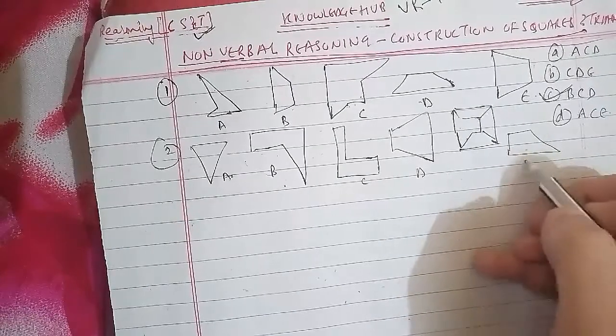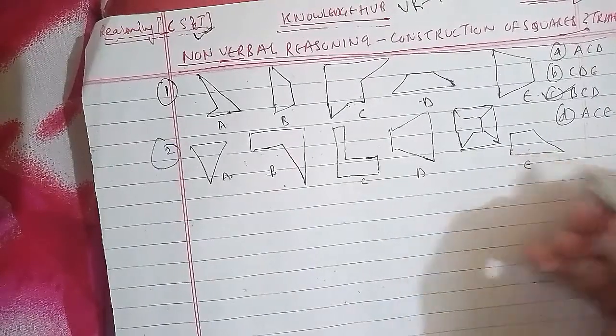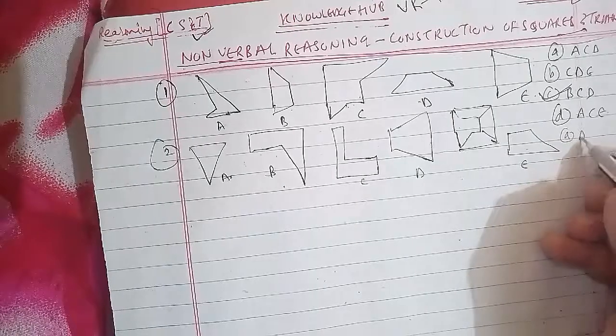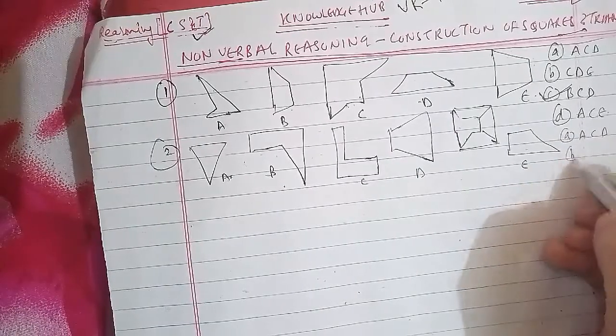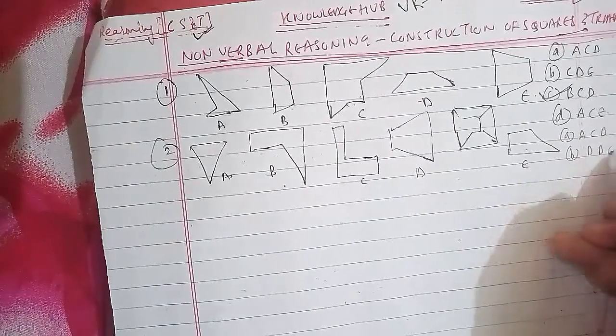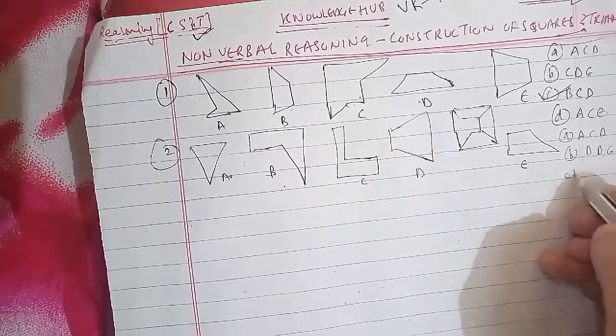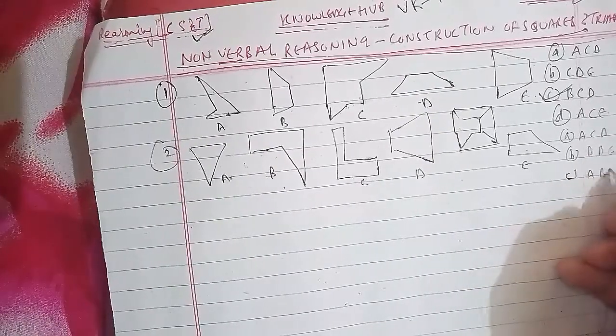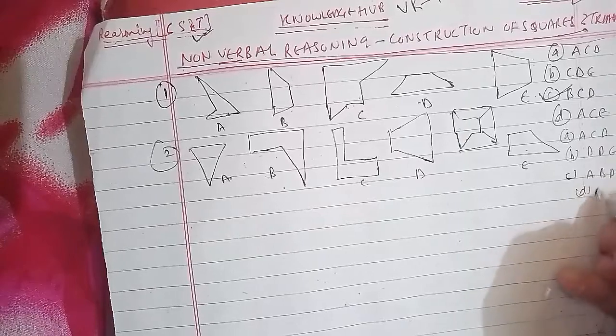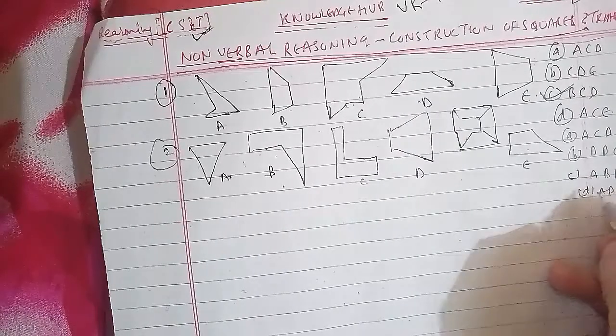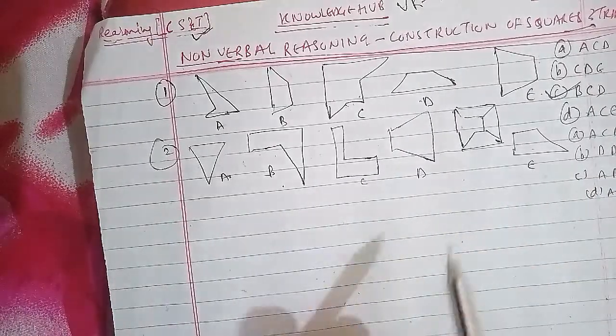Okay, options for the same we have. For A we have A, C, D. B is B, D, E. C is A, B, D, and D is A, D, E. In the same case, when going ahead with the solution, we begin by choosing a figure that has a right angle.